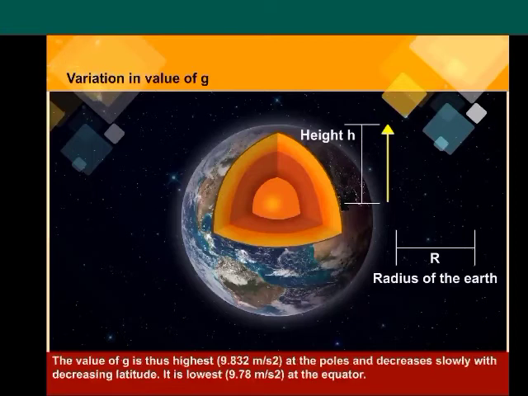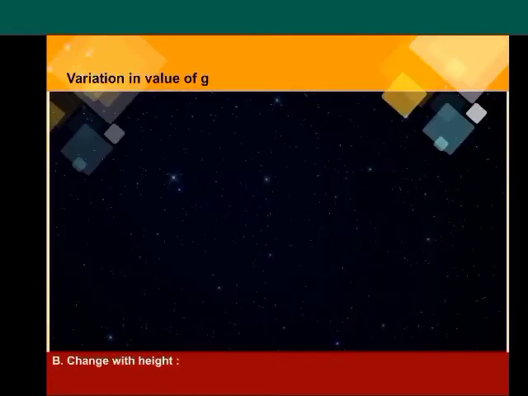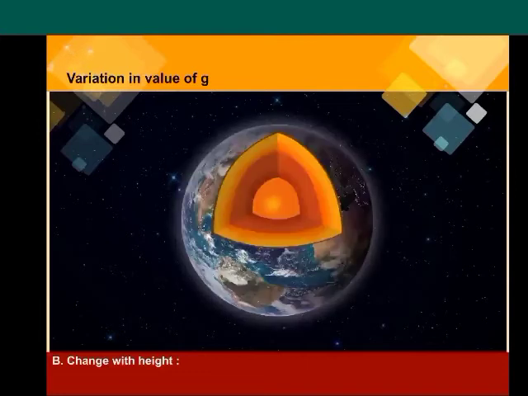The value of g is thus highest, 9.832 m/s², at the poles and decreases slowly with decreasing latitude. It is lowest, 9.72 m/s², at the equator. Point B. Change with height.